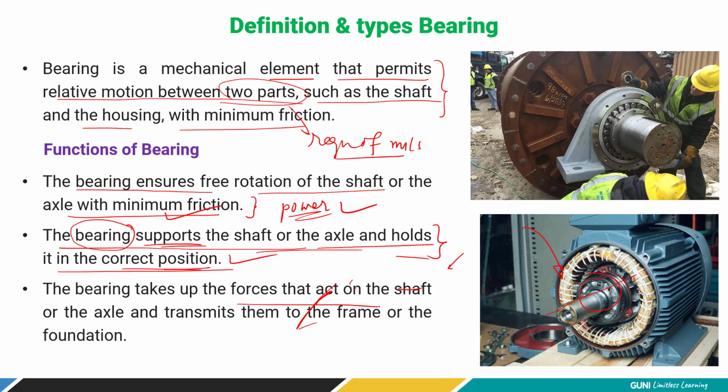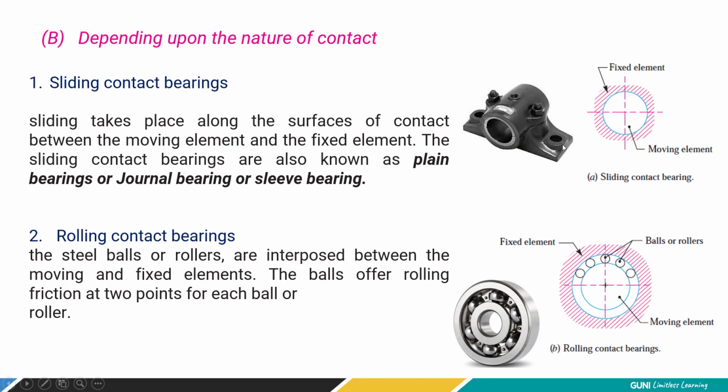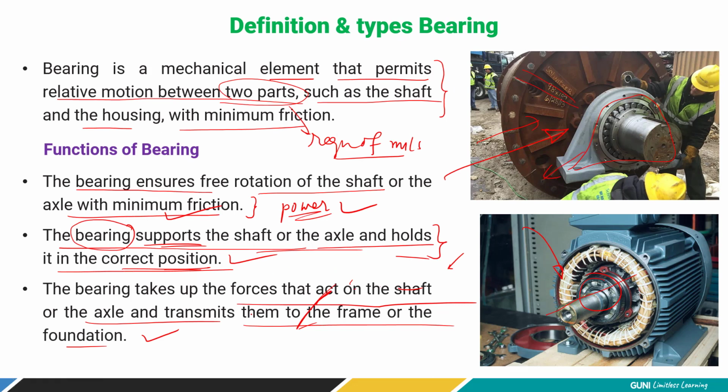Bearings take up the forces that act on the shaft and axle and transmit them to the frame or the foundations. Now this is also a really important function. Just try to look at this figure. Here it's a very big drum, right? And the person here, an engineer, is trying to examine the bearings and their location, right? So it's a very huge bearing over here. It has to support the material or the component being rotated. Now in this figure, the component itself is a rotating drum, which is very heavy. So this force comes directly on the bearing and the bearing tries to transmit that to the frame, right?